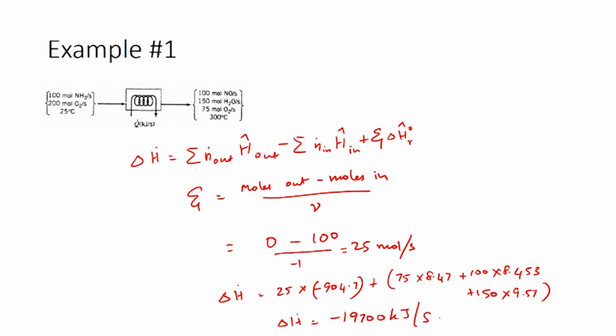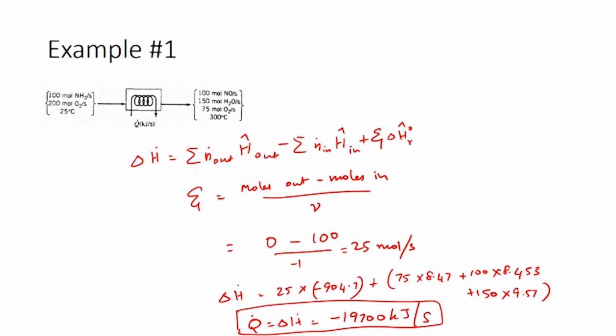As the heat energy balance equation was Q dot equals delta H dot, Q dot is also equal to the same value of minus 19,700 kilojoules per second. With this, we have solved a simple problem where you had a single reaction and you had also been given the value for the heat of reaction.